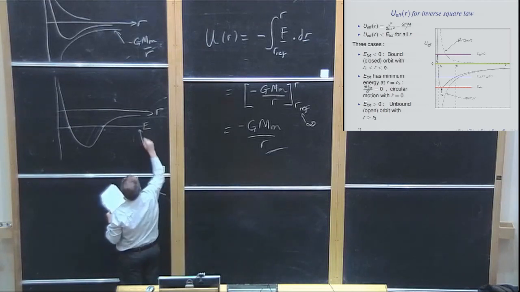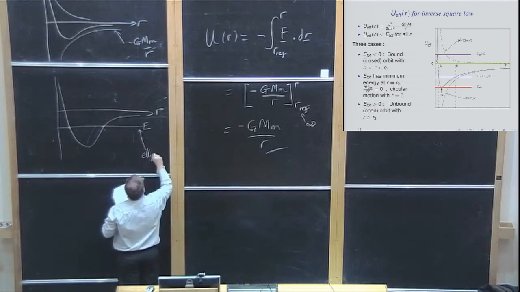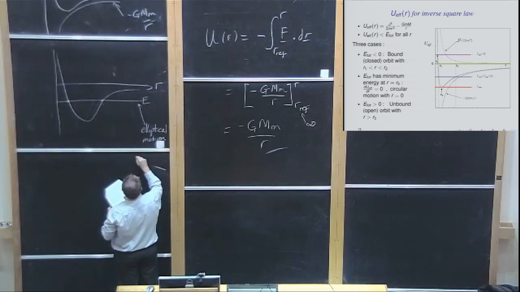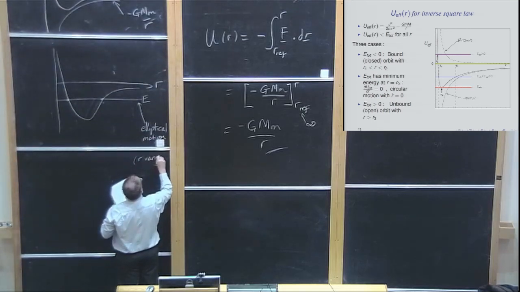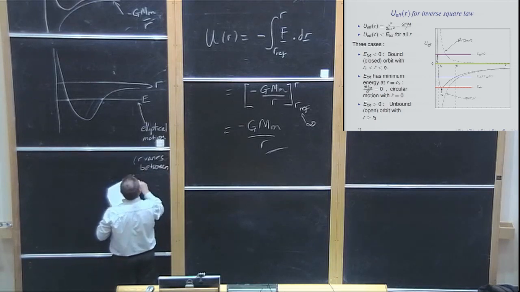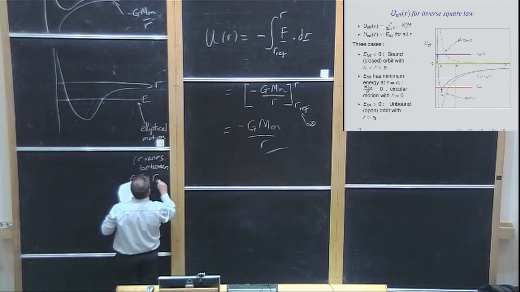So this, of course, must be the special case of elliptical motion. Okay. So R varies between R min and R max.